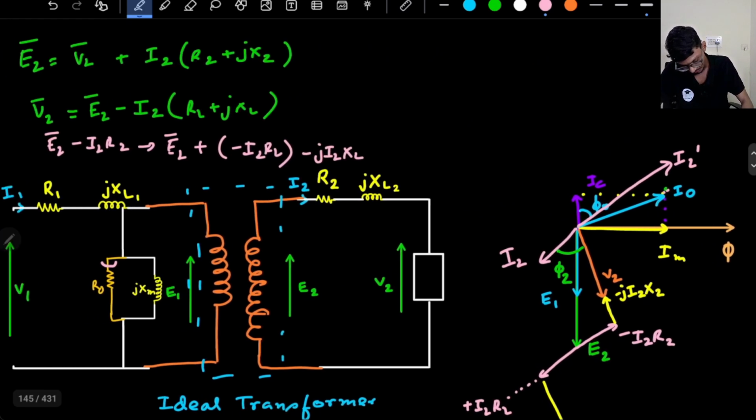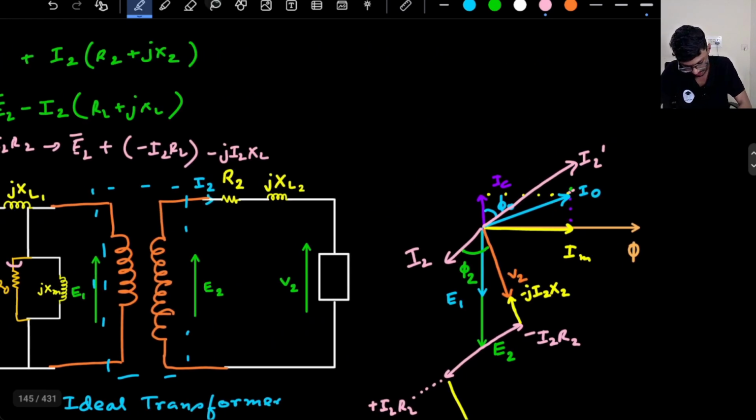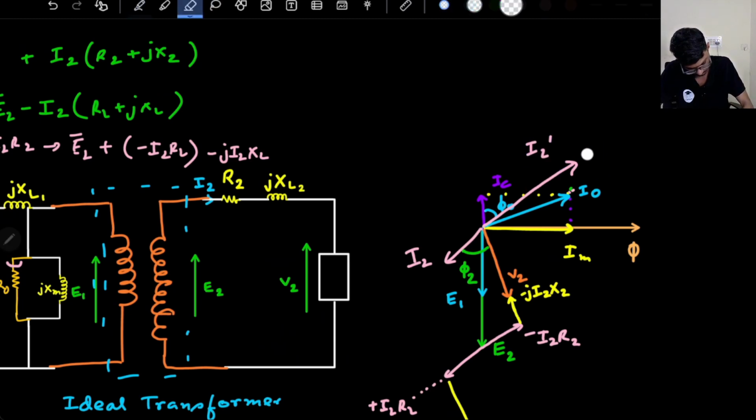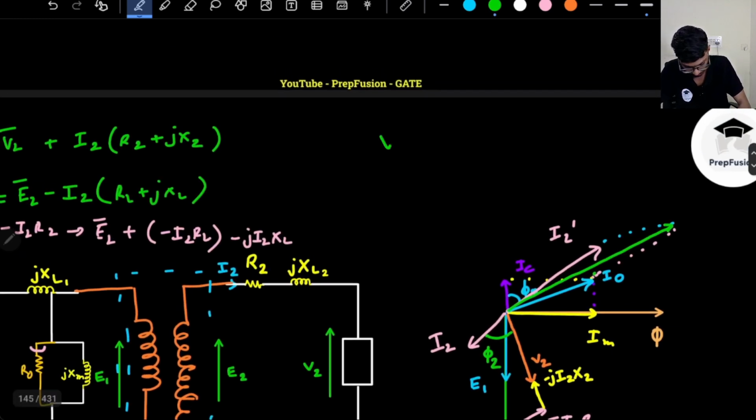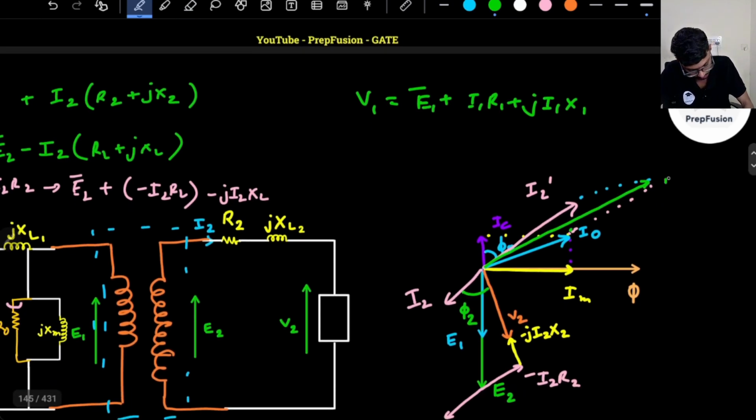Okay, so what will be my I1? I1 will be the addition of I2 dash and I0. So I0 is here, so it will be the addition of I2 dash and I0. Okay, so this is my I1. Now I have got my I1, so what is my V1? V1 will be E1 plus I1 R1 plus j I1 X1. Okay, so this is my I1.